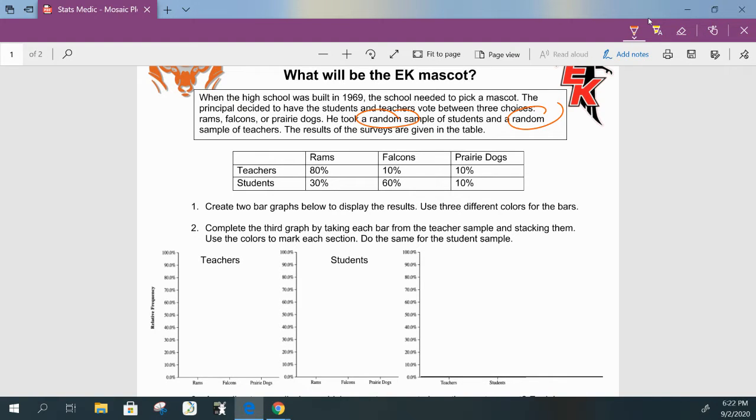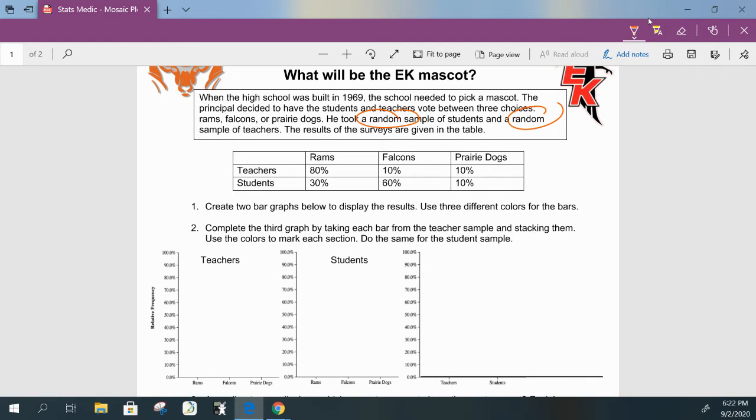So we have teachers. 80% of the teachers chose Rams, 10% chose Falcons, and 10% chose Prairie Dogs. And 30% of the students chose Rams, 60% chose Falcons, and 10% chose Prairie Dogs, same as teachers. And we want to create two bar graphs to represent the data using three different colors for the bars.